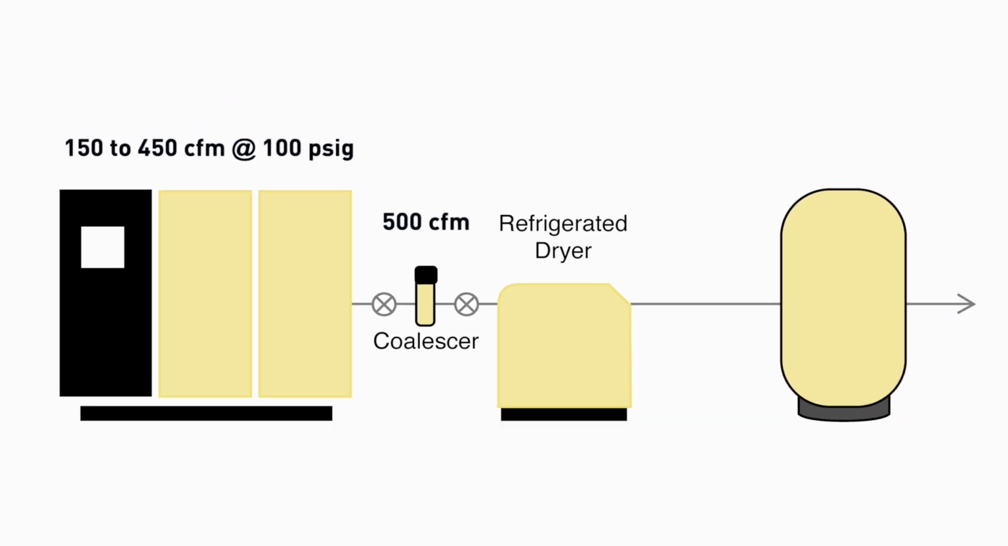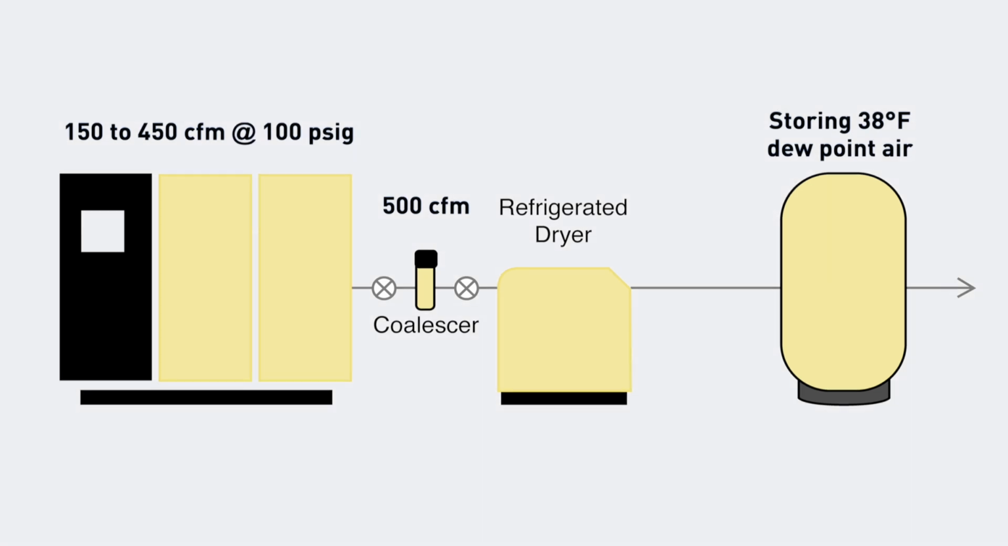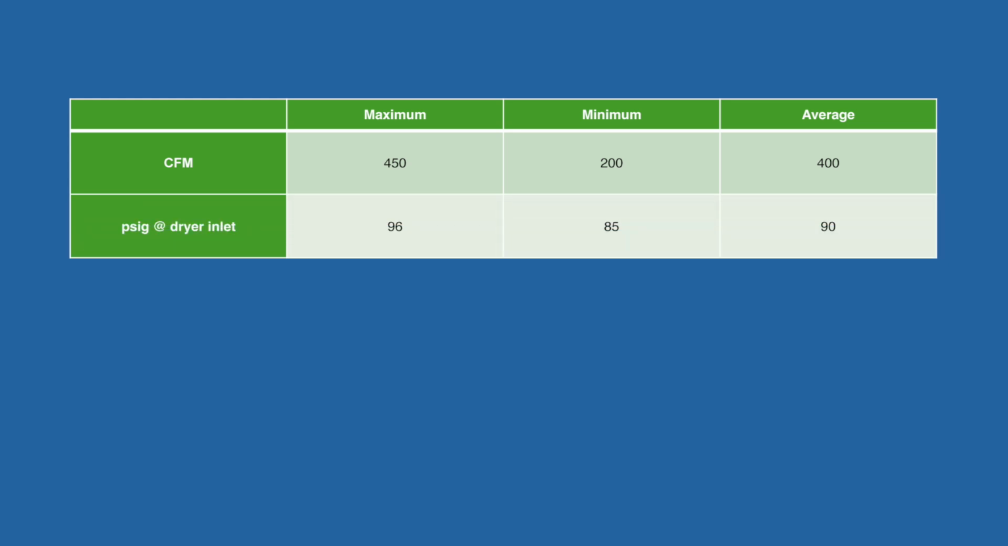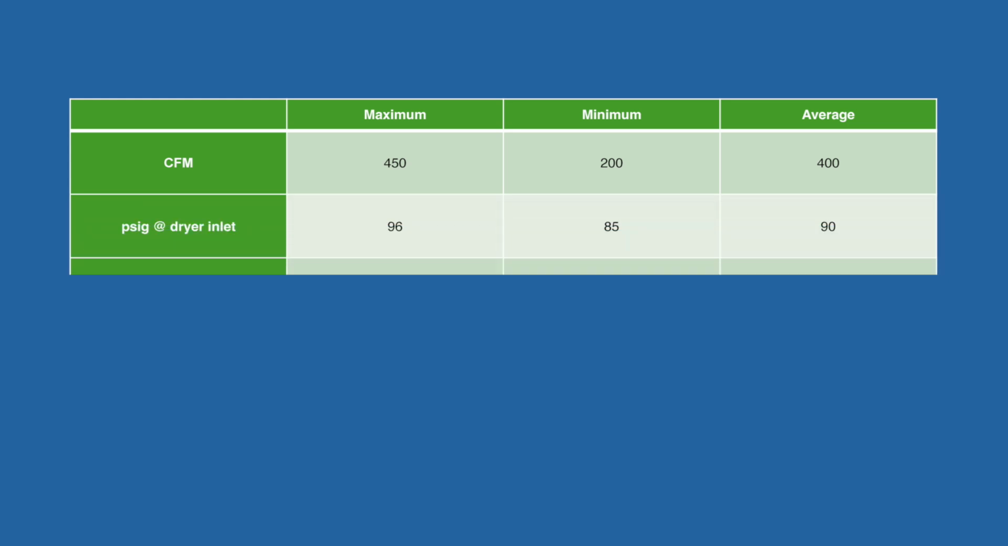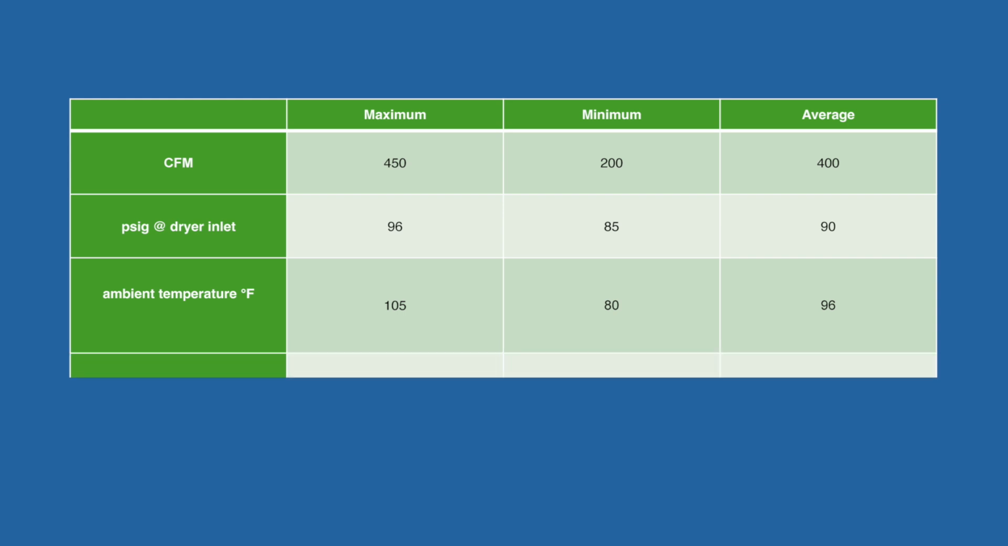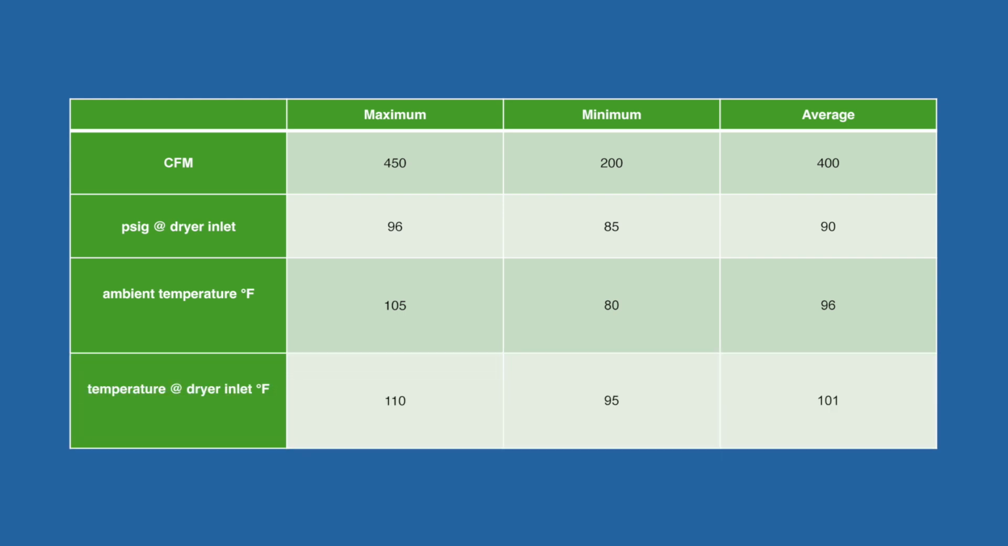The air is then treated by the refrigerated air dryer that will deliver 38 degrees Fahrenheit dew point air to the dryer receiver. For this example, the results of the compressed air system assessment show that there are times when the compressor is delivering its full capacity, but the system demand is greater than the compressor supply, and the system goes into drawdown with dryer inlet pressure dropping to 85 psig.